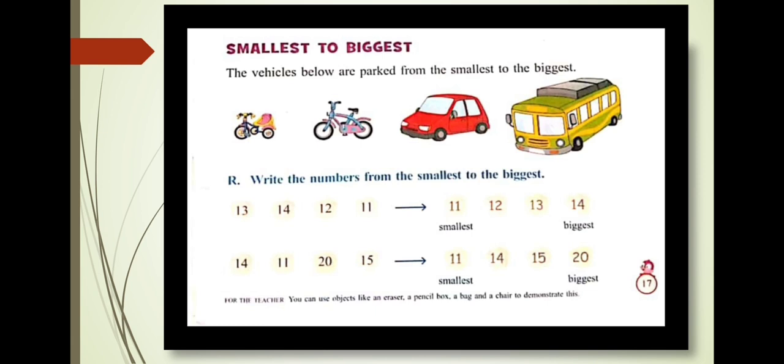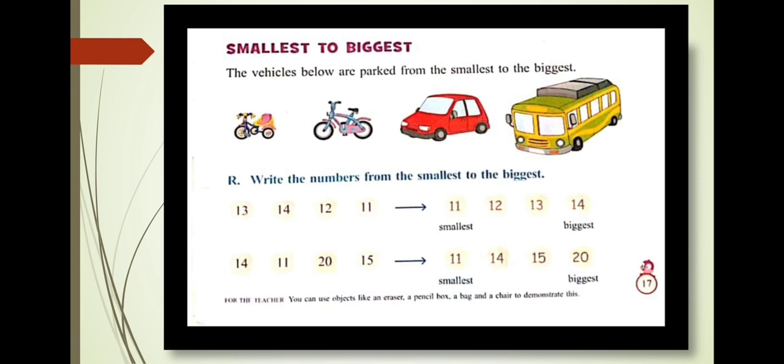Now let us consider 4 numbers: 13, 14, 12 and 11. So children, tell me which is the smallest of all these 4 numbers? Yes, the number 11 is the smallest of the 4 numbers. So it comes first.